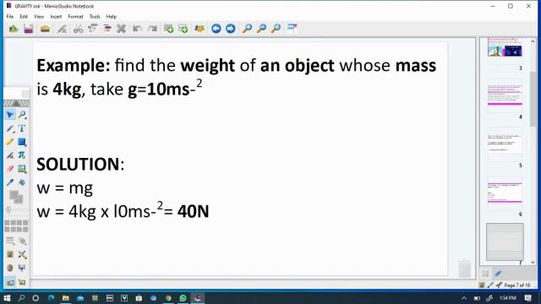Example: find the weight of an object whose mass is 4 kg. Take acceleration due to gravity to be constant, 10 meters per second squared. Solution: the weight of that particular object is the product of the mass times the constant acceleration due to gravity. That will be 4 kg multiplied by 10 meters per second squared. That will give us a total of 40 Newton. So 40 Newton represents the weight of the particular object.